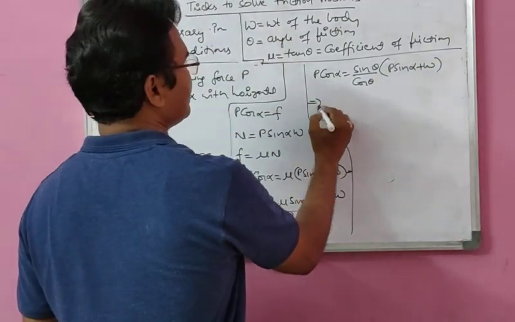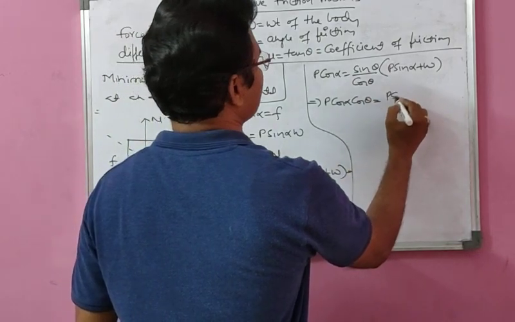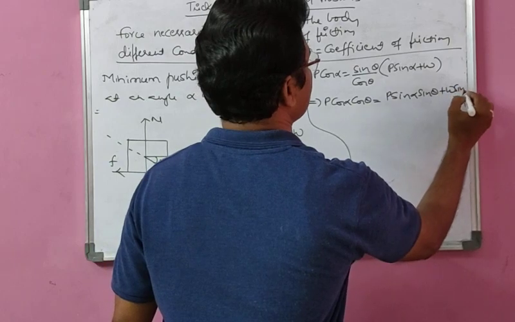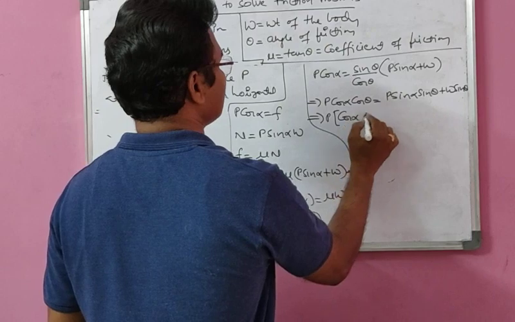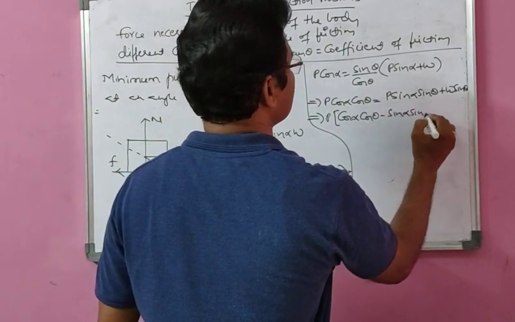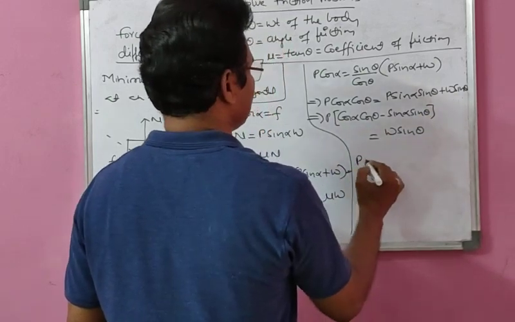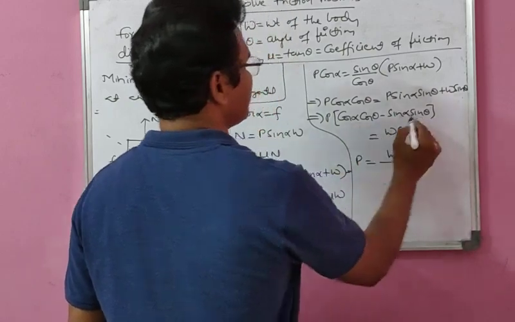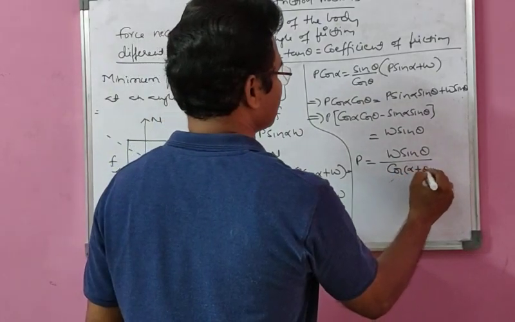Cross multiplication will give you P cos alpha cos theta, and here P sine alpha sine theta plus W sine theta. So take P common here, you are going to get P (cos alpha cos theta minus sine alpha sine theta) equal to W sine theta, and P equal to W sine theta divided by, this is the expansion of cos (alpha plus theta), so it becomes cos (alpha plus theta) here.